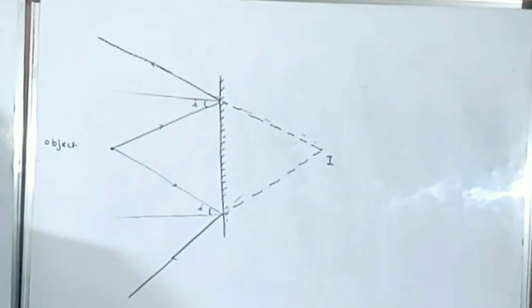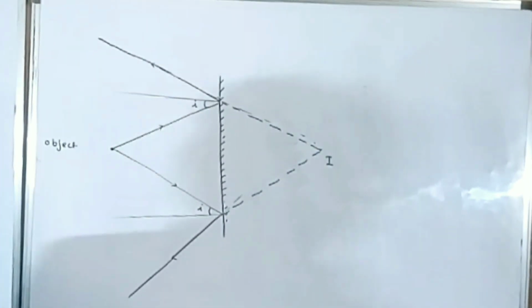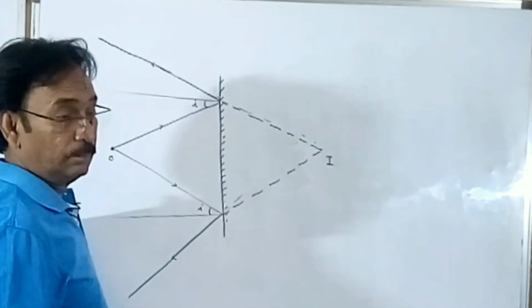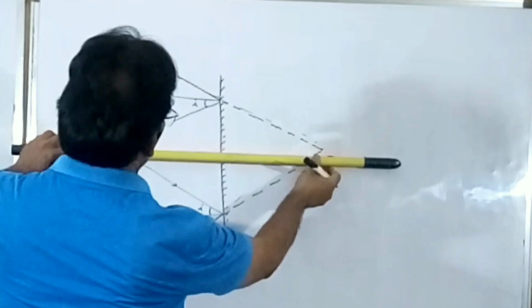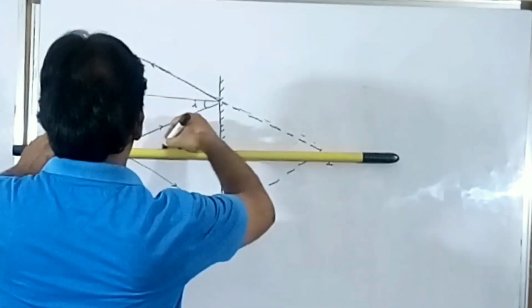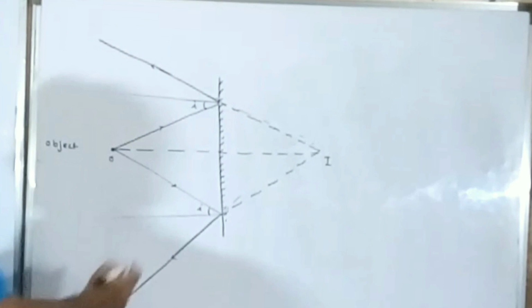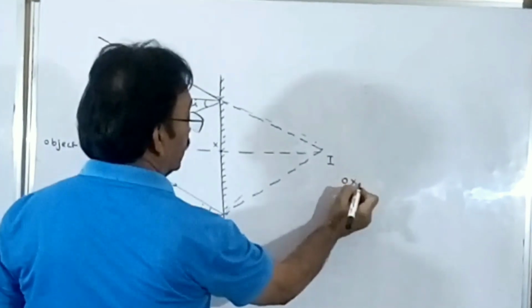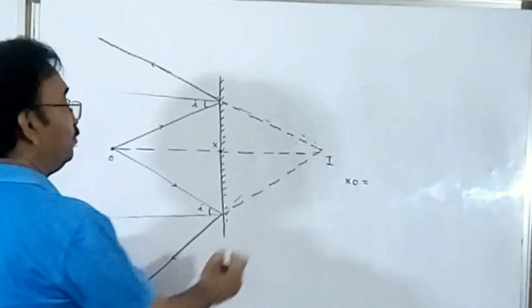If you watch it carefully, you will understand the properties of the image formed by a point-sized object. It is the object and this is the image. Join the object and image. Look at a point, some x here. If you measure in a proper way, you will get XO is equal to Xi.